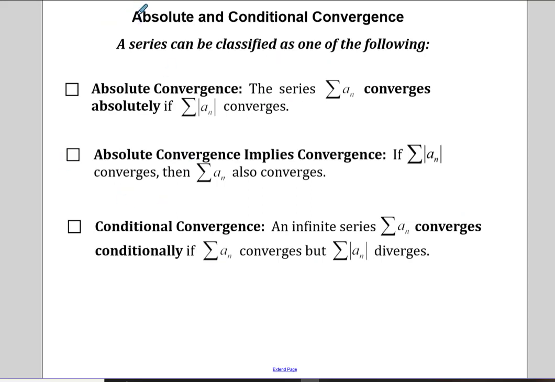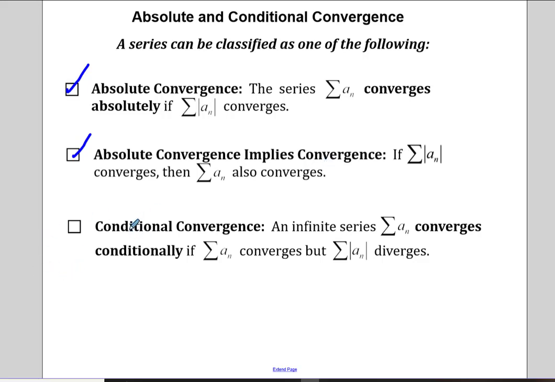Then our last example, we're going to look at absolute and conditional convergence. A series can be classified as one of the following. It can be absolutely convergent, and that means when the series converges absolutely, then the absolute value of the series converges. Absolute convergence implies convergence. So if the absolute value of our a sub n converges, then our series a sub n also converges.